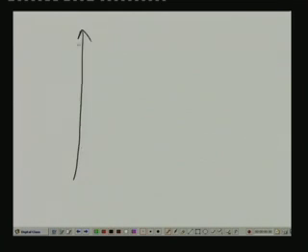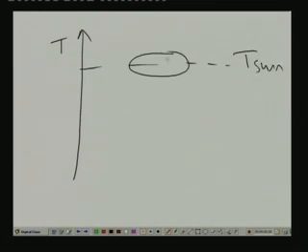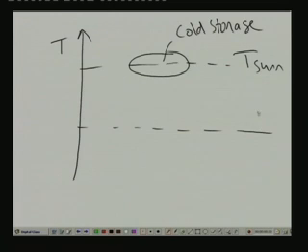Let us say that this is your temperature axis, and let this be the surrounding temperature, T surroundings. Let us say that we have a cold storage, which is initially at the surrounding temperatures. Now we would like to reduce the temperature of this cold storage to a required level. Let us say that this is your required temperature. So the cold storage temperature has to be brought down from the surrounding temperature to this temperature.